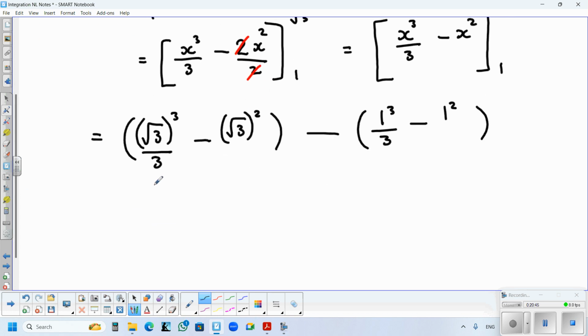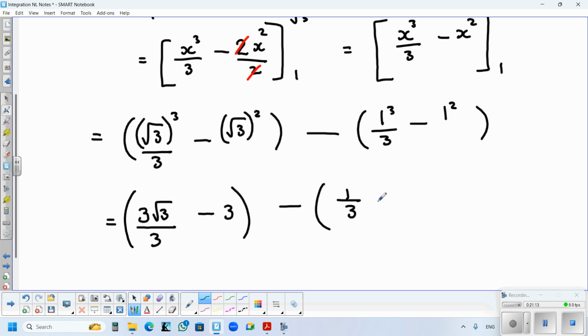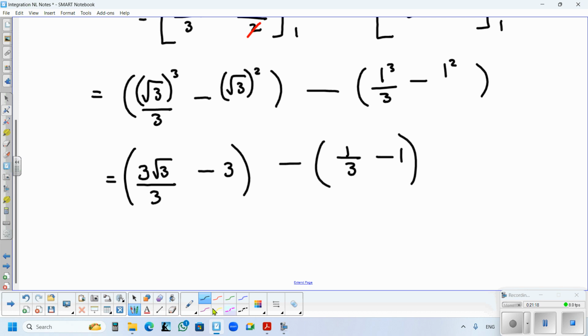So I would let you use a calculator for that. So root 3 times root 3 times root 3, that turns out to be 3 root 3. You can do that in your calculator to the power of 3. But it's also divided by 3, so we'll write that in. Root 3 times root 3 becomes 3. Okay, that's all tidied. And then over here, we've got 1 to the power of 3, which is 1, so that's 1/3. And I want to take away 1. Okay, we want to tidy it. Those 3's cancel. So I've got root 3 minus 3.